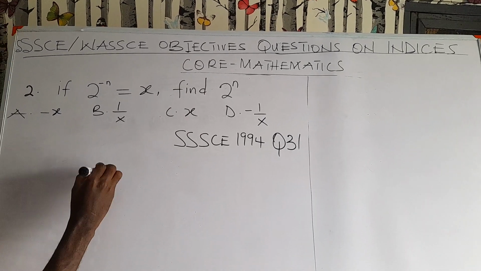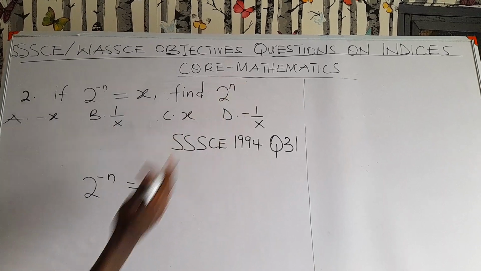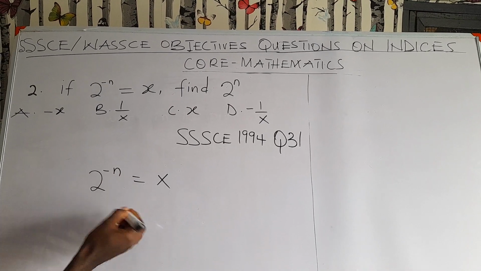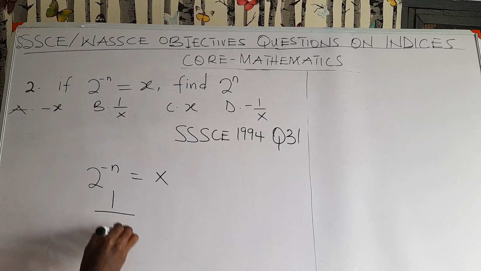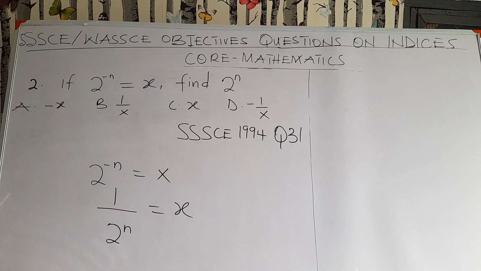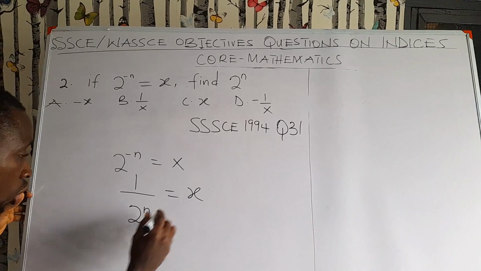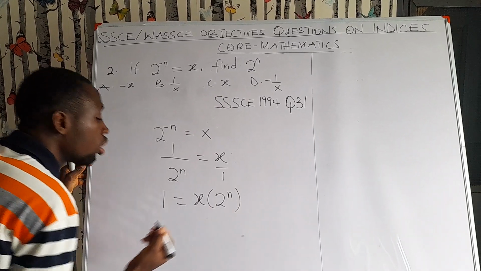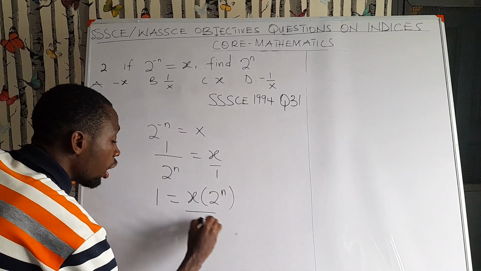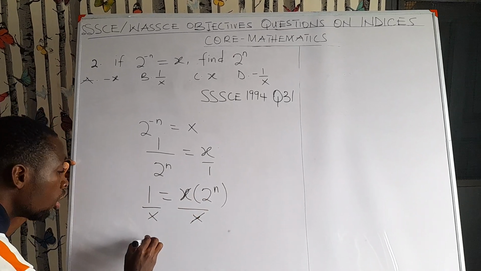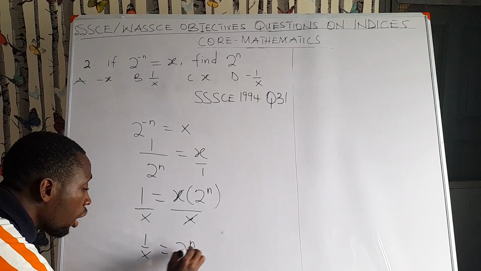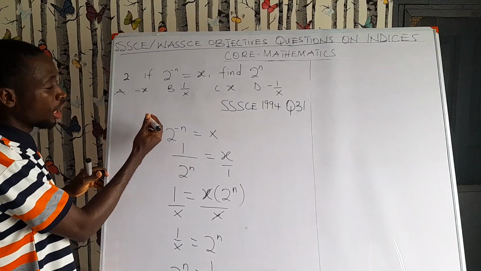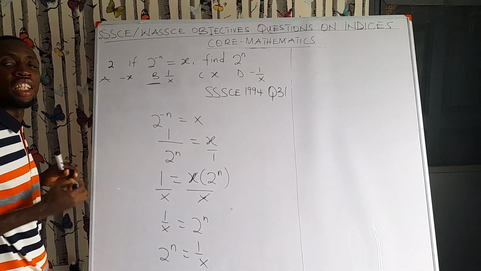So they say if 2 exponent negative n is equal to x, we should find 2 exponent n. Remember, in one of our videos, we said if we have a number exponent negative n, we can rewrite it as 1 over 2 exponent n, equal to our x. What do we do? We can cross multiply. On cross multiply, this is over 1. So we have 1 is equal to x times 2 exponent n. We can divide both sides by x. So 1/x will be equal to 2 exponent n. So our 2 exponent n is equal to 1/x. So what's the correct answer? The correct answer is B. I hope you get that.